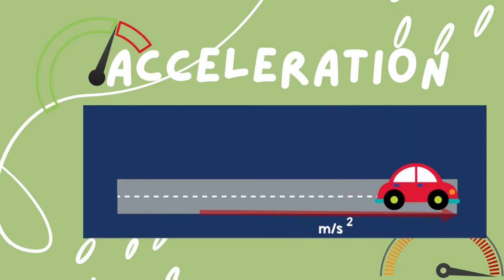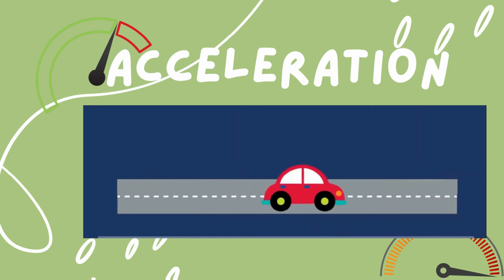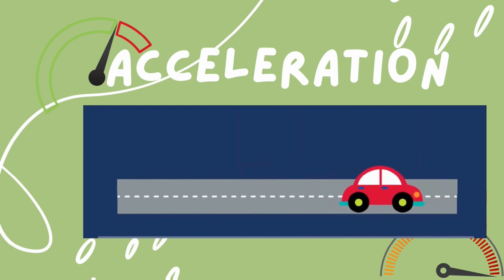What does this mean? It means that acceleration does not depend on the object's motion because acceleration may be in the opposite direction of its motion. An object may slow down, which means that the object is decelerating, and decelerating is the opposite of accelerating. The SI unit of acceleration is meter per second squared.